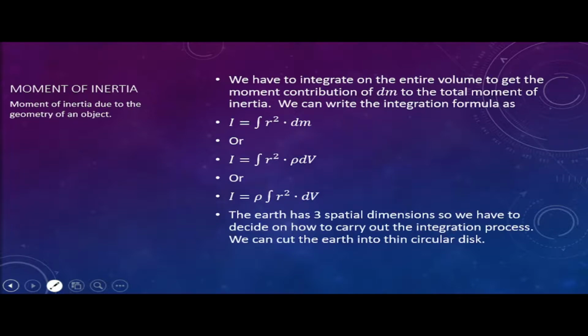So the Earth has three spatial dimensions, so we have to decide how we can carry out the integration process. And the best way to do this is to cut the Earth into thin circular discs. So I'm going to give you the pattern in our problem solving. This is how we are going to solve the problem for the moment of inertia of our planet, but this also applies to the moment of inertia of any object of a certain geometry.